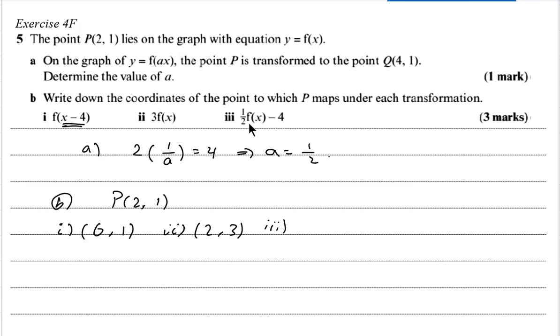And finally, for the third one, we have half f of x minus 4. So the y coordinate should be multiplied by half at first, and then minus 4. So look at the y coordinate. The x coordinate will be as it is. For the y coordinate, 1 times half, it will be half. Half minus 4, it will be minus 3 and a half.